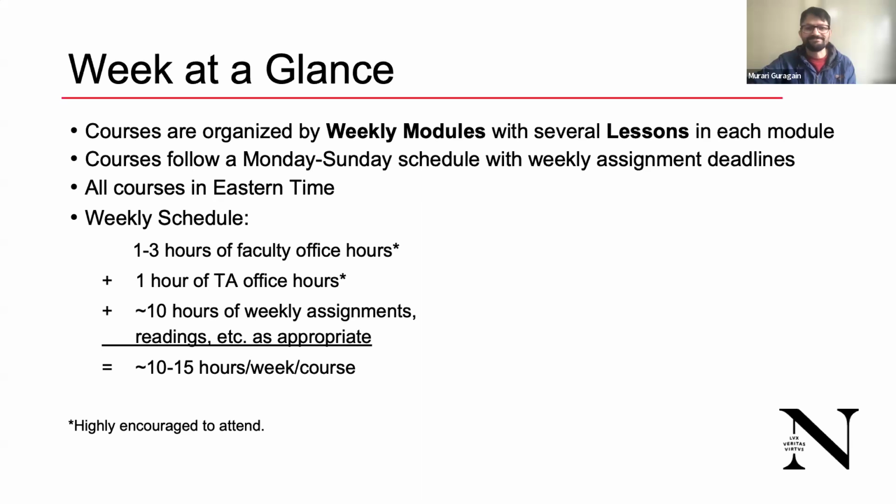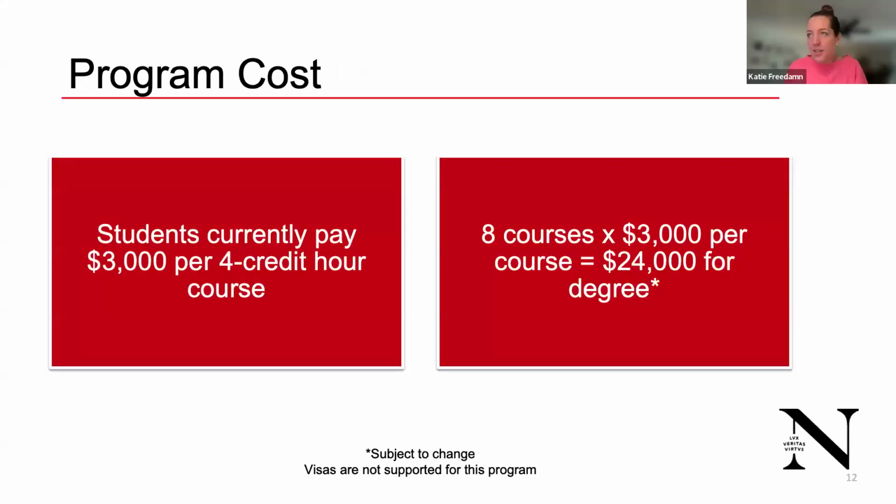Do you mind going to the next slide, please? Perfect. And then what does a degree cost? You're paying $3,000 per 4-credit course. You take eight 4-credit courses to go through the program, so you'll be looking at $24,000 for your degree.